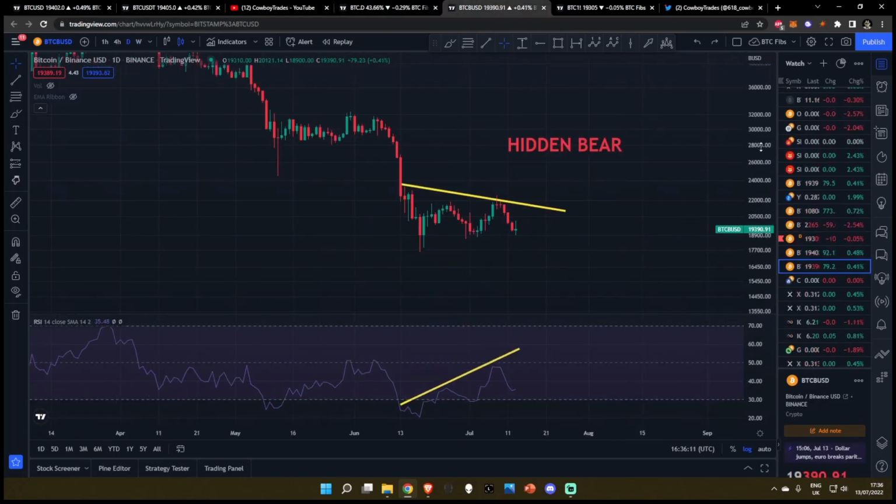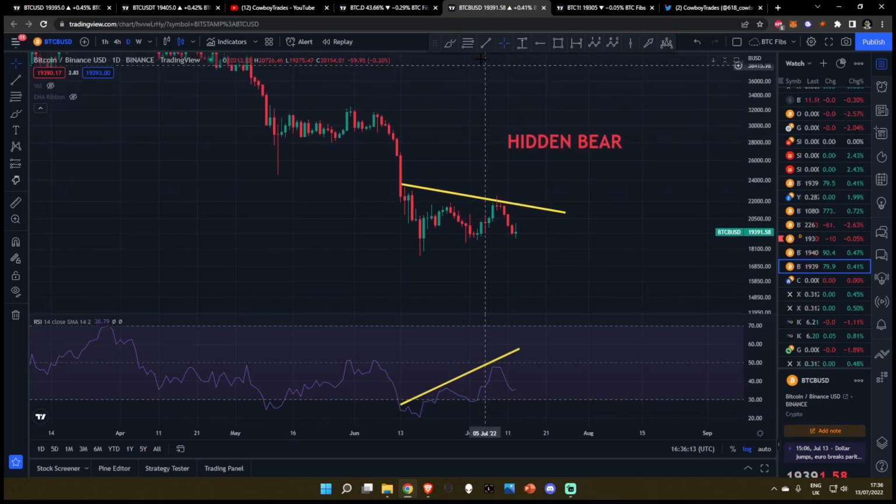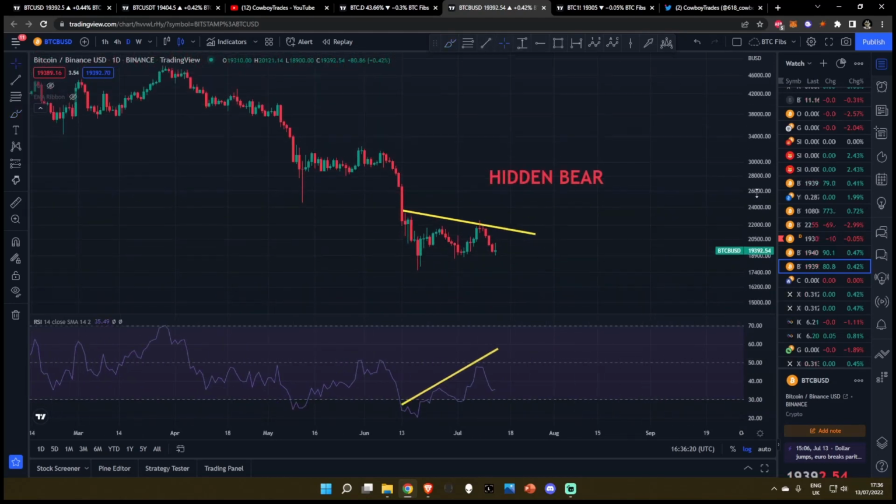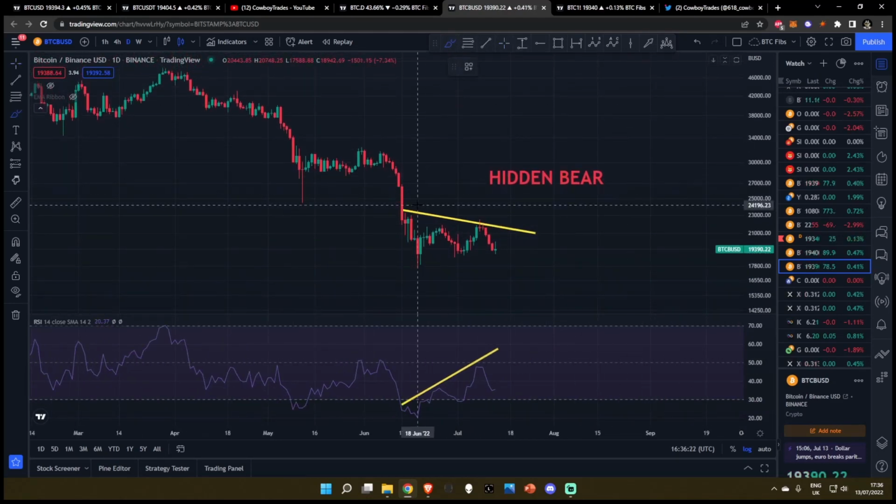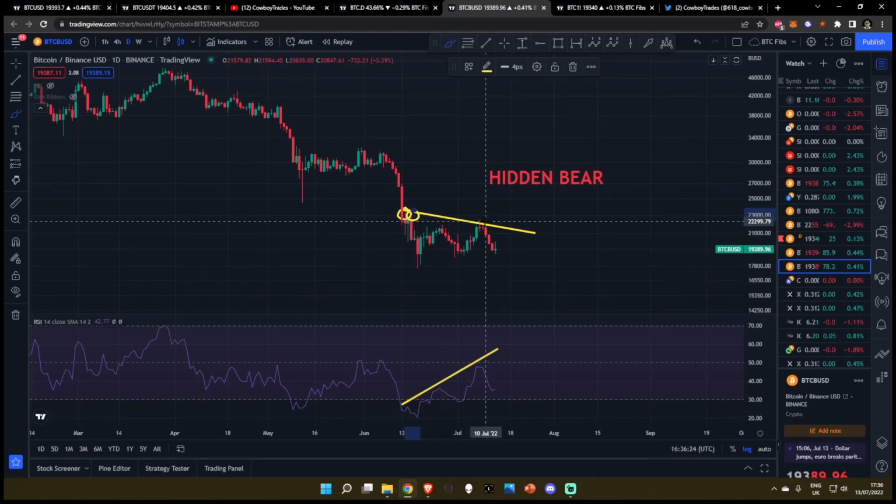So hidden bearish divergence. Hidden bearish divergence is where the price is bearishly diverging from the oscillator. This is a bearish continuation pattern. So what is the direction of the trend? You can see we've got highs, lower highs, lower highs, lower highs. We're breaking to the downside.